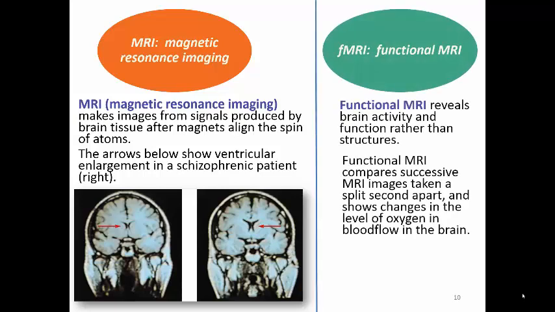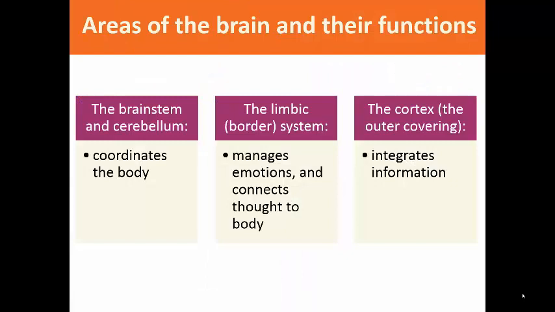Functional magnetic resonance imaging reveals not only the structure of the brain, but also the brain activity. So it compares successive MRI images taken split seconds apart and shows changes in levels of oxygen and blood flow in the brain. So it's basically kind of the same thing as an MRI, just done in a series, and therefore you can see changes.